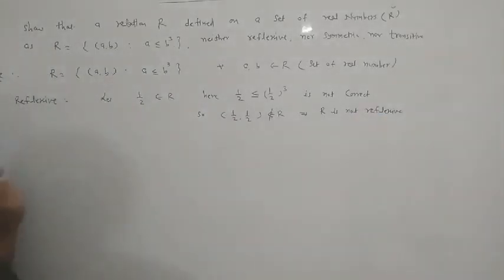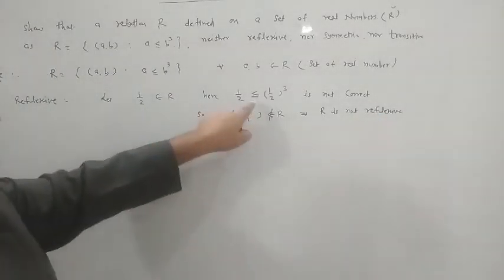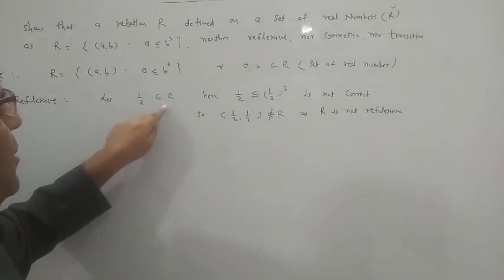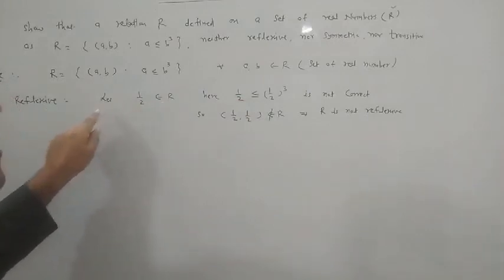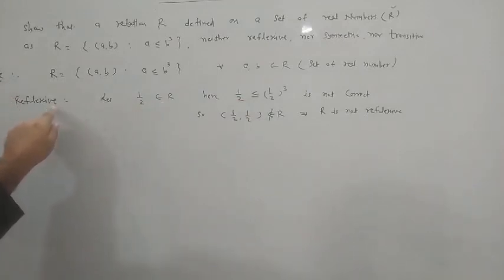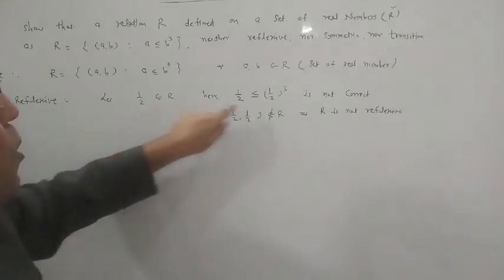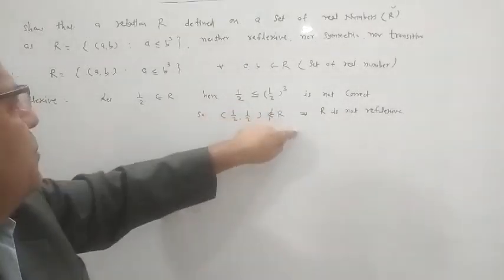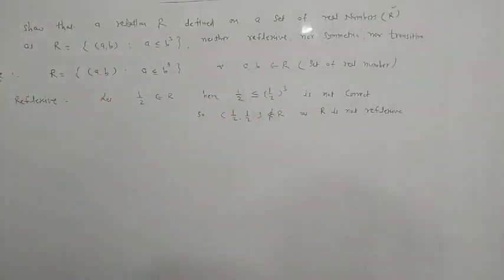Second, for checking reflexivity, we check the points that do not satisfy the condition, because if this relation is reflexive, it must be satisfied for all values of real numbers. But here we take only one value and it does not satisfy this condition, so this relation is not reflexive.